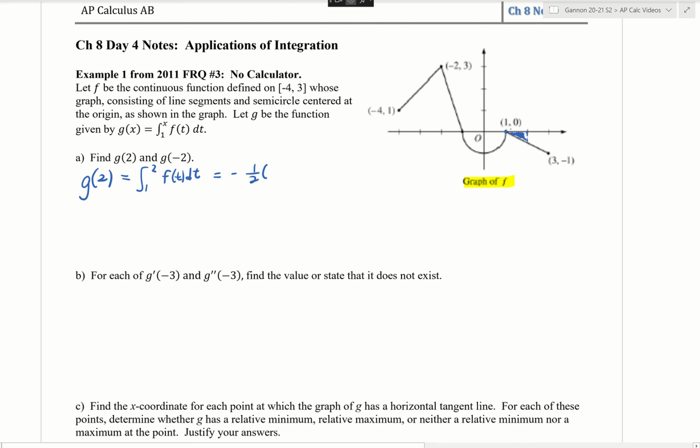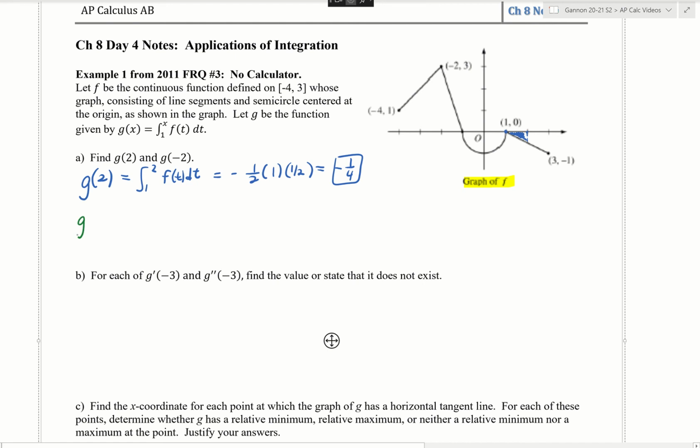-1/2. Now, the base of the triangle goes from 1 to 2, so we're going to call that 1. We need to know the height of the triangle. And if you look at the segment in general, basically you have a rise of -1 and a run of 2. So you've got a slope of -1/2, which means if we go over 1, we're going to go down 1/2, which means the height at 2 is 1/2. If we multiply that out, -1/2 times 1 times 1/2 is -1/4. And that's how we can find g of 2.